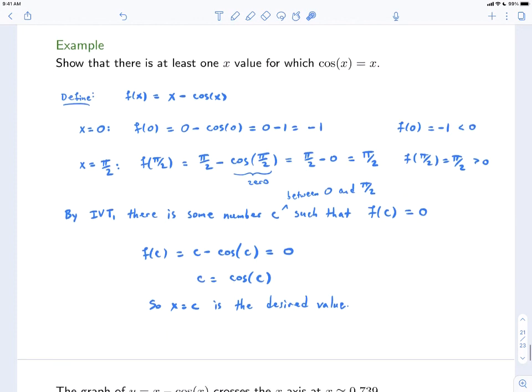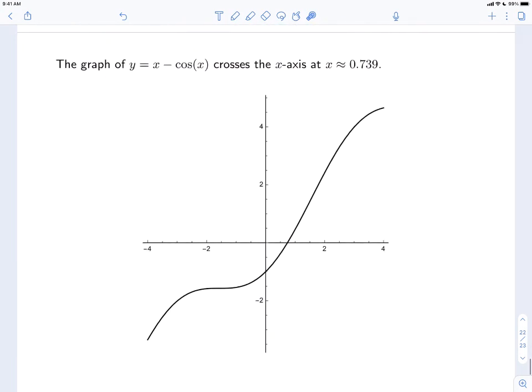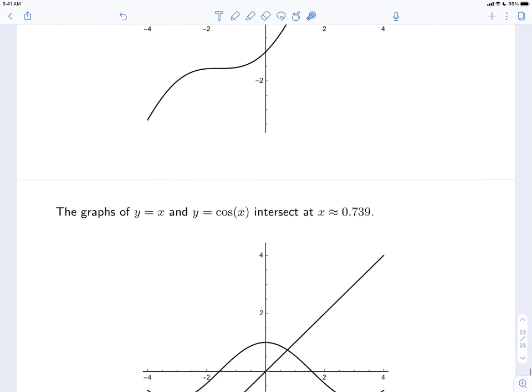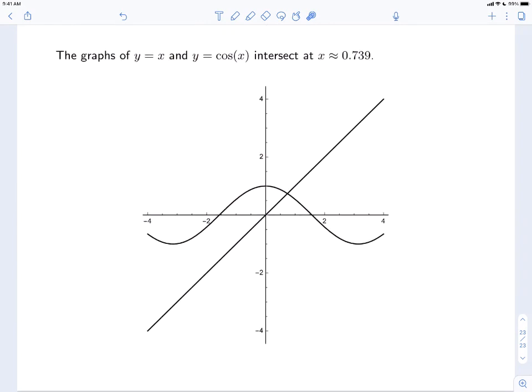Or we could look at the graph. The graph of y equals x minus cosine of x crosses the x-axis at approximately 0.739, which is right here. That means that the graphs of y equals x and y equals cosine of x intersect at that value of x, which is approximately 0.739.